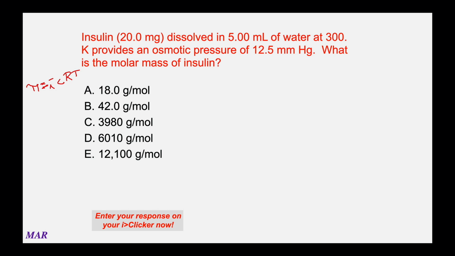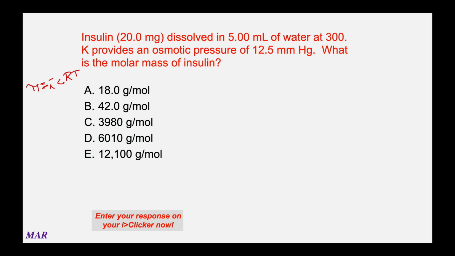But R, 0.082057, you've got that. T is the Kelvin temperature. That's 300 Kelvin. Notice the 3 sig figs. And pi is literally the osmotic pressure. And when you put it into the equation, it has to be in atmospheres. We have a millimeter of mercury osmotic pressure. We can take 12.5 divided by 760, and that will give the osmotic pressure in atmospheres.